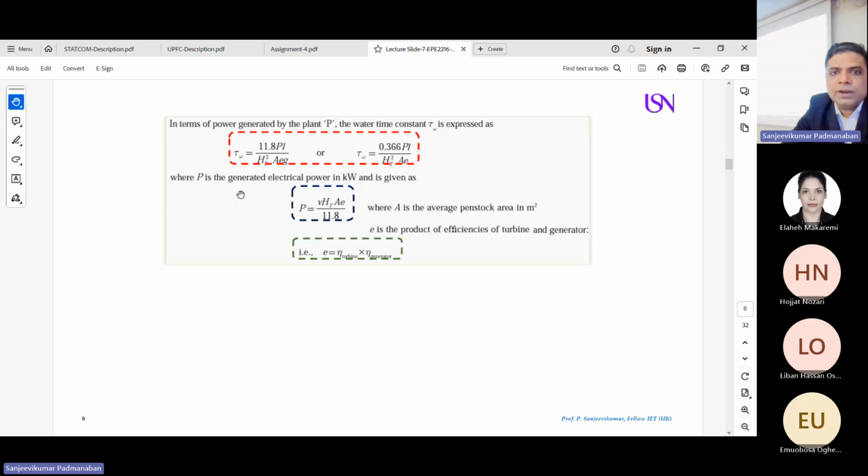Now, how to calculate your power generated, which is given by V into HT, AE divided by 11.8. What is A? The average area of your penstock in meter square, and E is the product of the efficiency of your turbine and the efficiency of your generator. So the complete model is readily available with you in a very, very simplified equation. Can I go to the next slide?